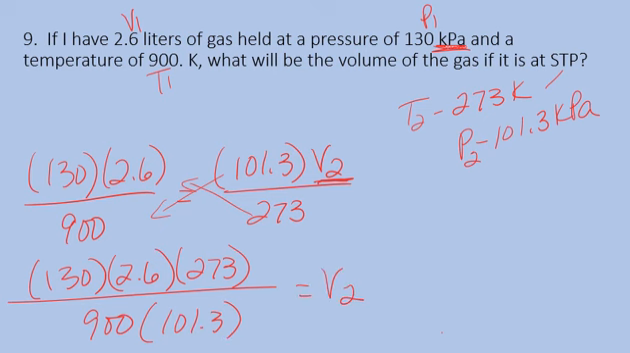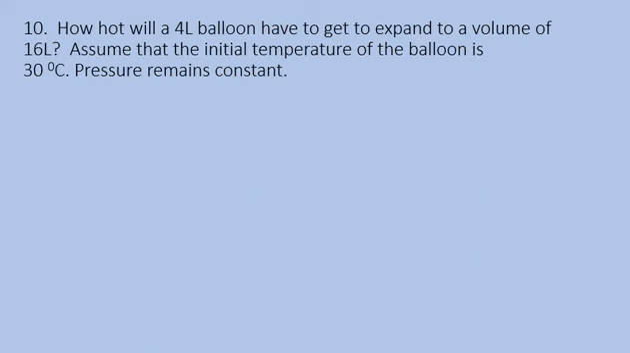All right, let's do the math. 130 times 2.6 times 273, divided by 900, and divided by 101.3. All right, so my second volume is going to be 1.0. So I only have 1 liter of this because I've cooled it down so much it has compressed down to just 1 liter. All right, last problem, you guys.